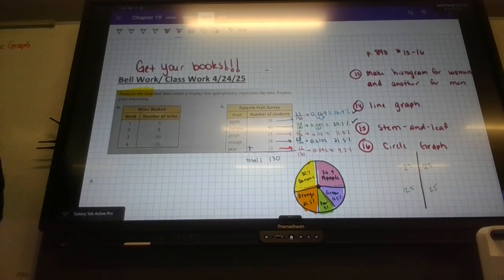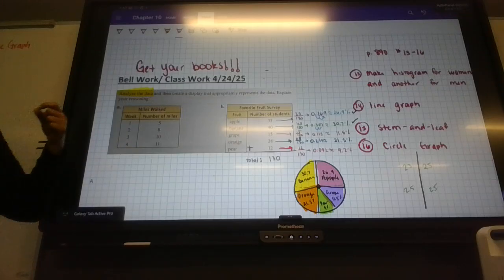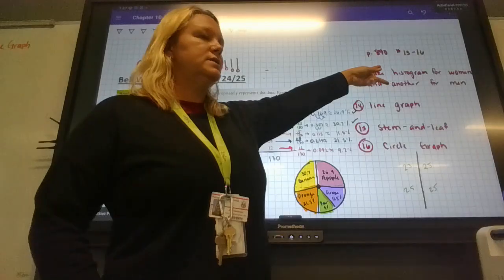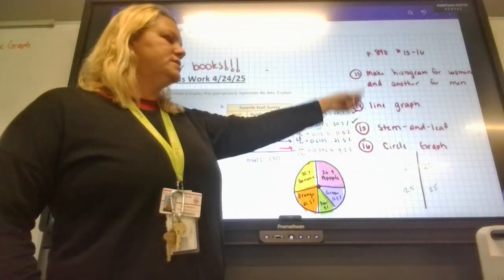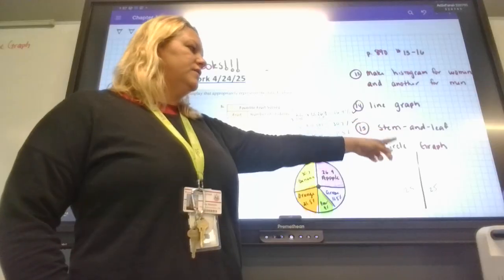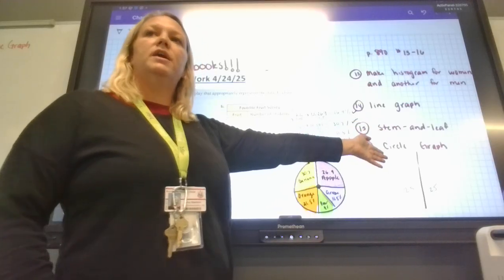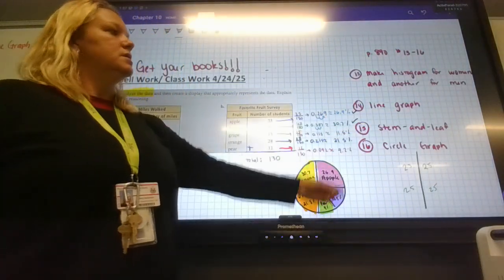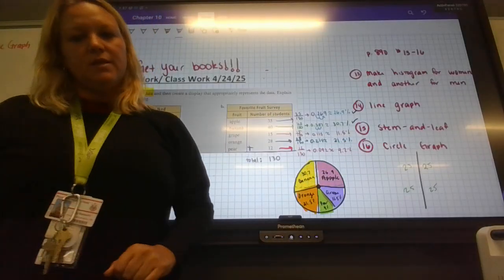Your textbook says to pick your graph, but I'm telling you which one I want you to make. For 13, you're going to make 2 histograms. For 14, you're going to do another line graph. 15, you're going to do a stem and leaf. And for 16, you have an opportunity to try a circle graph on your own. So you have these 4 problems and the whole rest of the class.